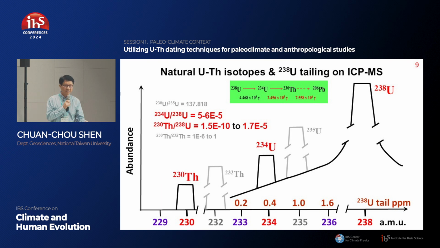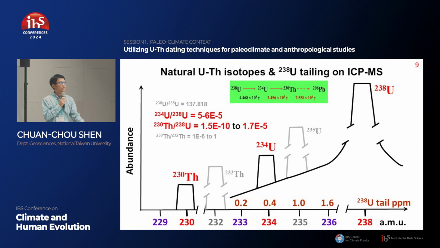But there are some difficulties here, because uranium-238 is the parent. Parents are very big, huge, and then decay to 234. 234 is very small. The ratio from 238 to 234 is 10,000 to 1, very small. And 230 is even smaller. The atomic ratio, not the activity ratio, between 230 and 238 is 10 to the minus 10 to 10 to the minus 5, very small. So you want to measure the very precise ratio in between.